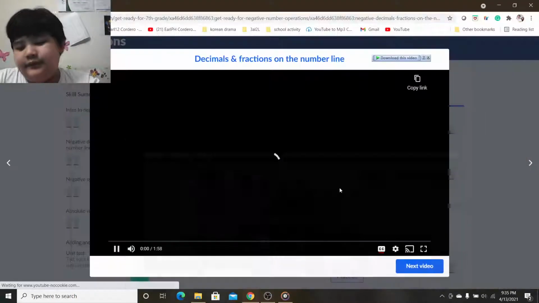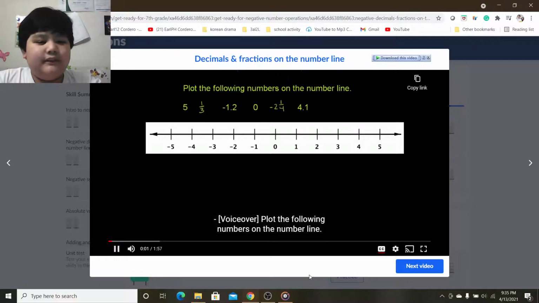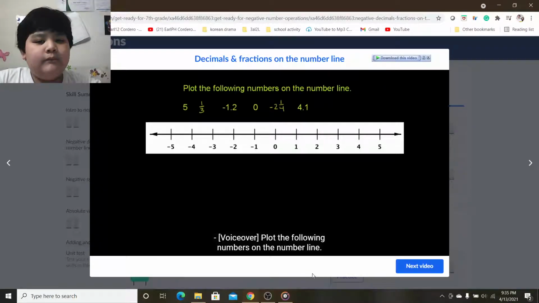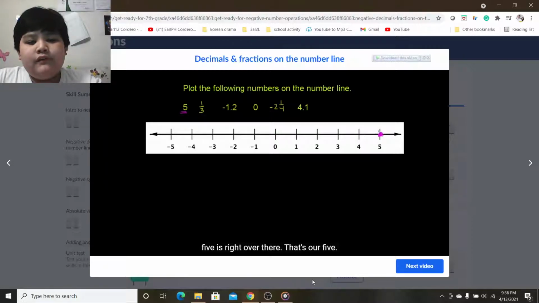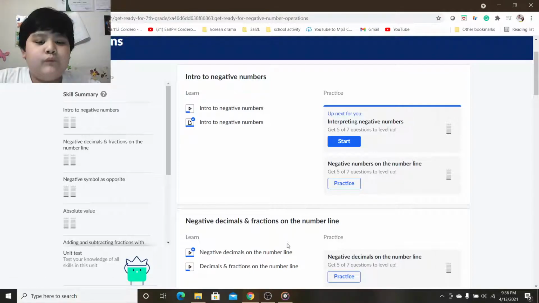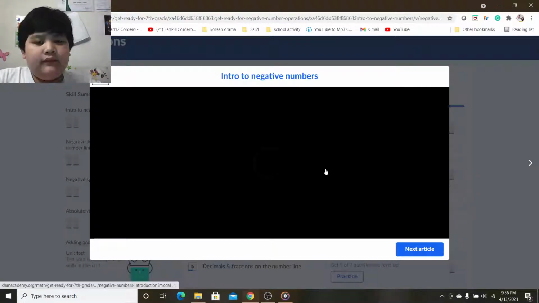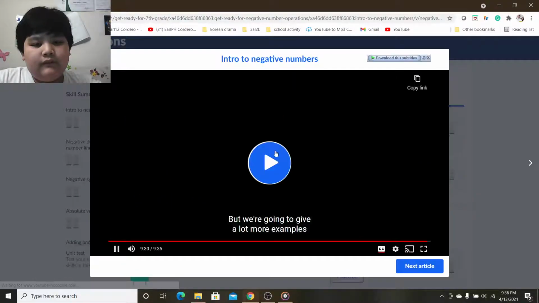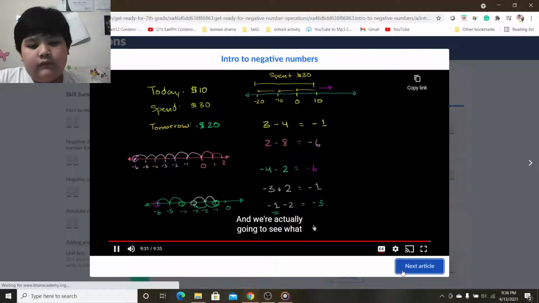Plot the following numbers on the number line. So the first number we have here is 5. 5 is 5 to the right of 0. 5 is right over there. That's our 5. Then we get 1/3. So 1/3 is between 0 and 1. Examples in the next video, and we're actually going to see what these two.